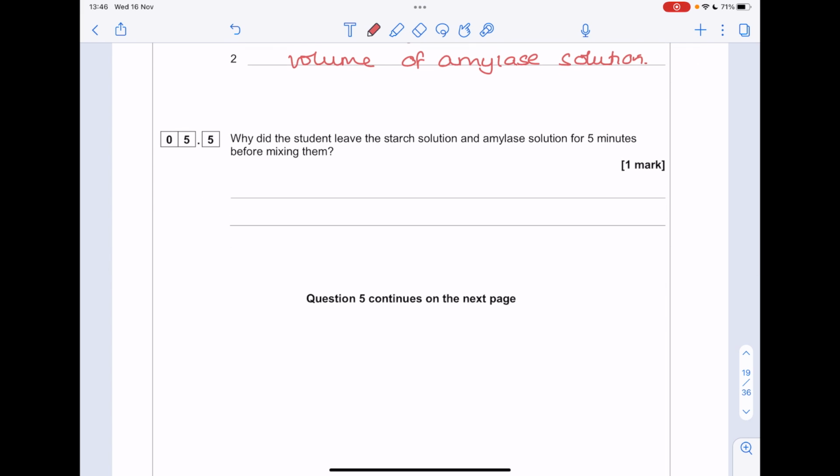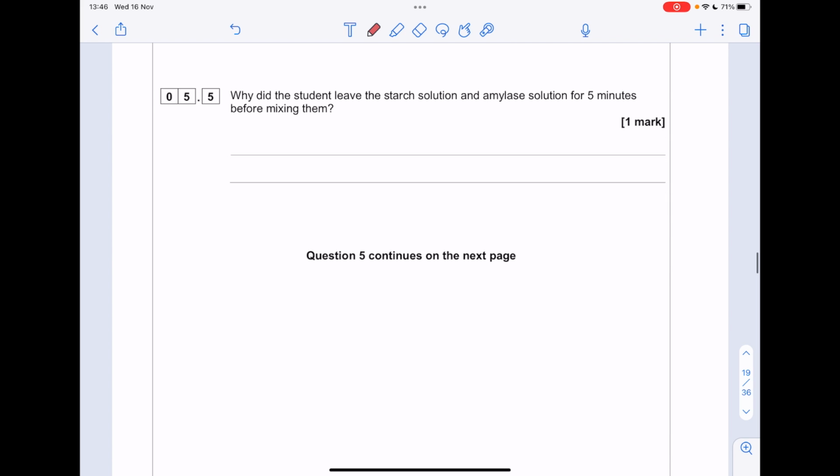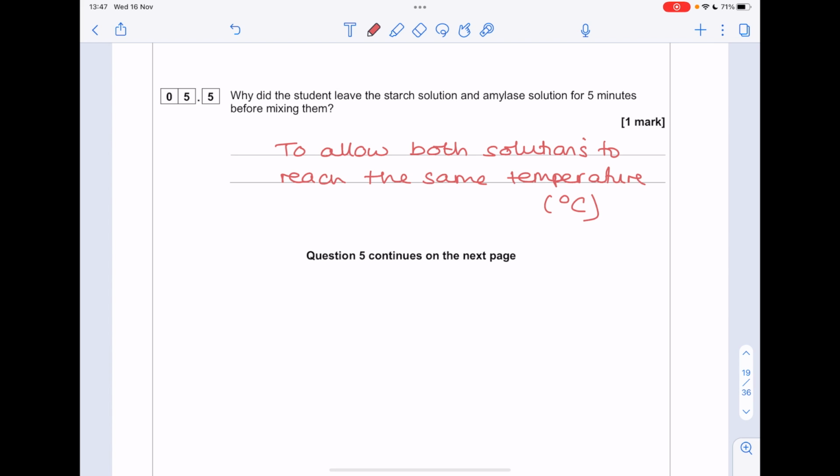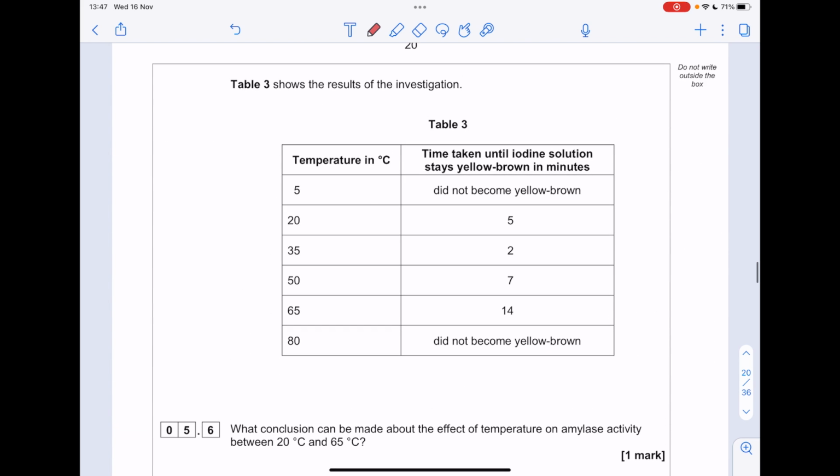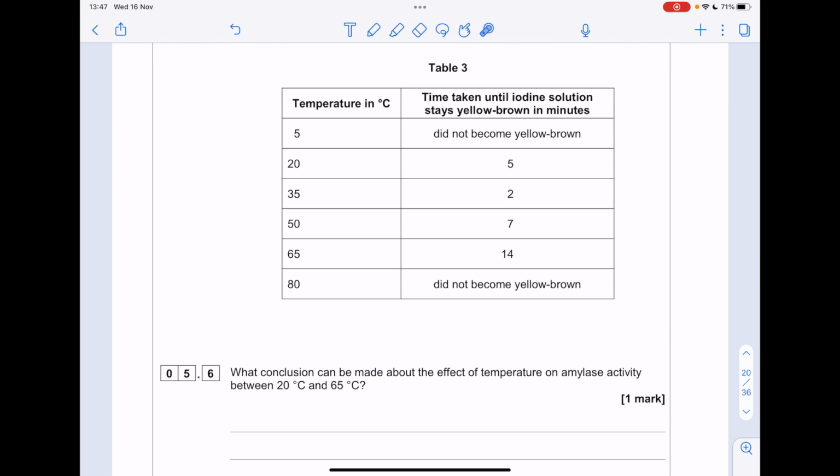Why did the student leave the starch solution and amylase solution for 5 minutes before mixing them? That's simply to allow the solutions to reach the same temperature, which is 5 degrees. Table 3 shows the results of the investigation. Here we're saying time taken until the iodine solution stays yellow-brown in minutes. This one's actually happened the fastest here. So for some reason 35 degrees is the best.